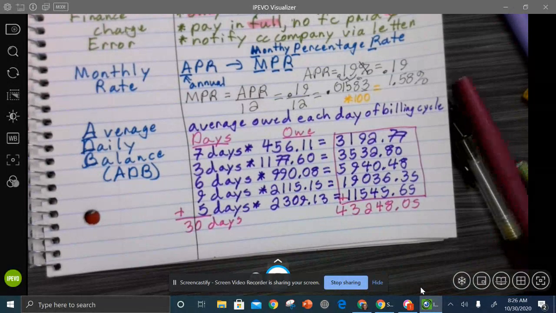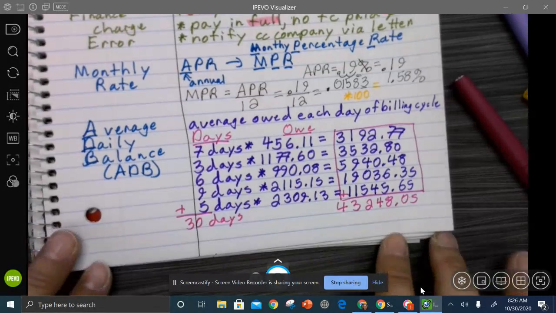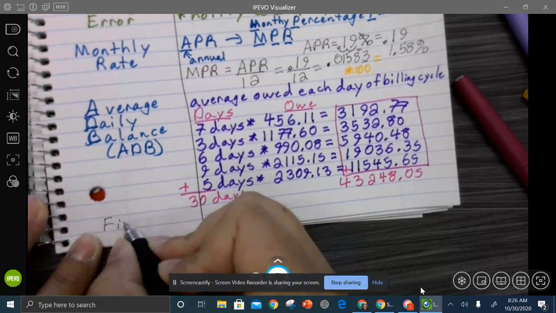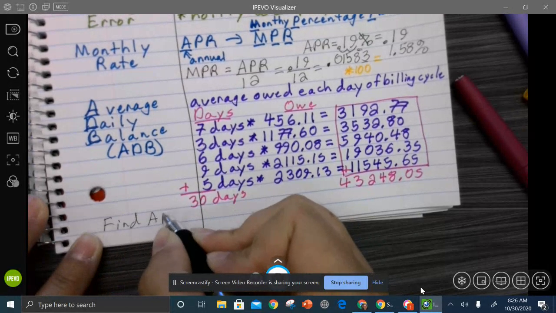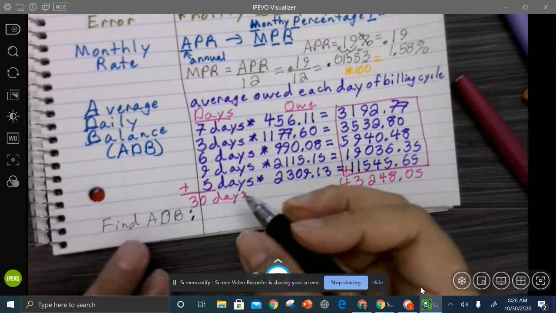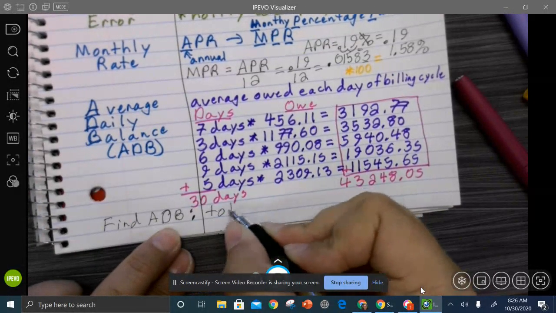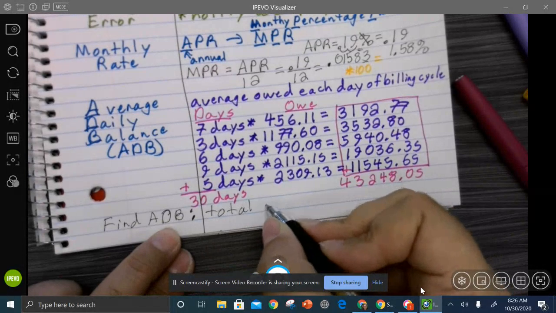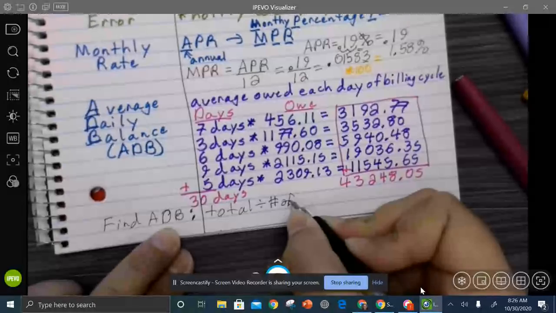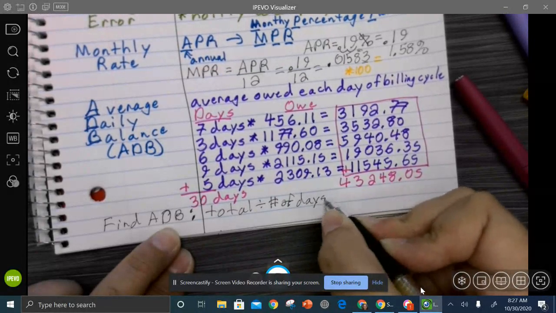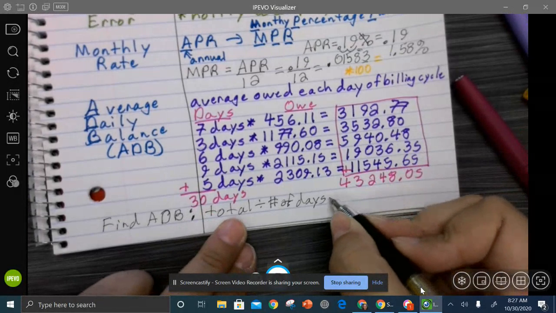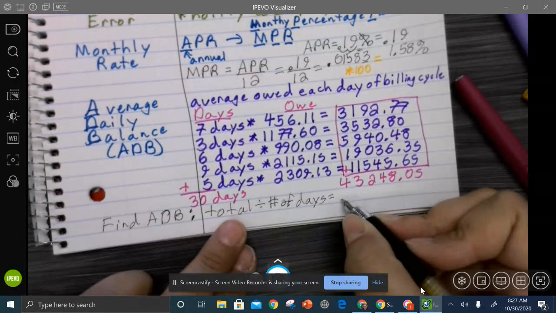Then we're going to have to figure out the average daily balance. To find the average daily balance, that's going to be the total divided by the number of days in the billing cycle. So we're going to go ahead and divide those.